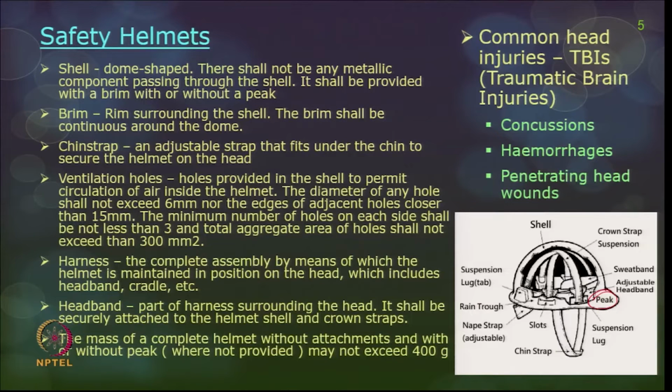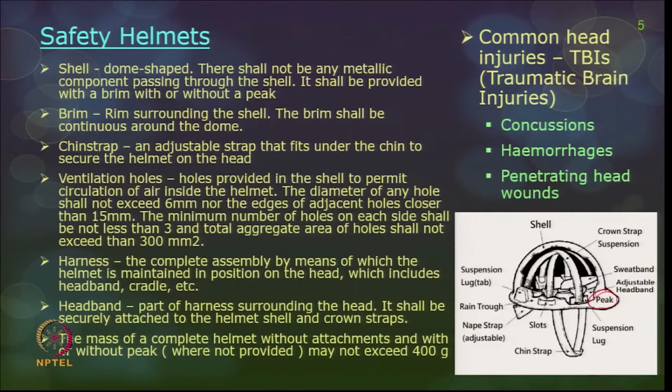Harness, the complete assembly by means of which the helmet is maintained in position on the head, which includes a headband, cradle and so on, is called the head harness. Headband is a part of the harness which is surrounding the head. It shall be securely attached to the helmet shell.